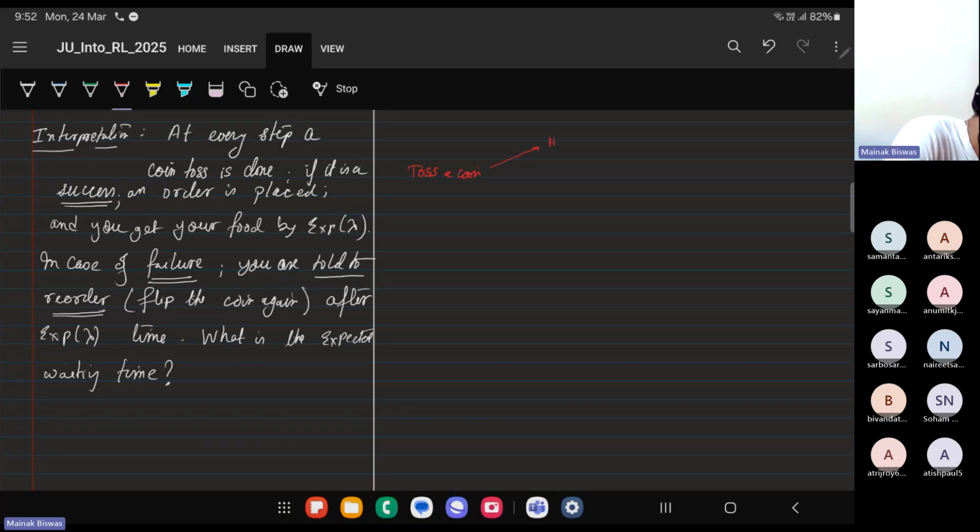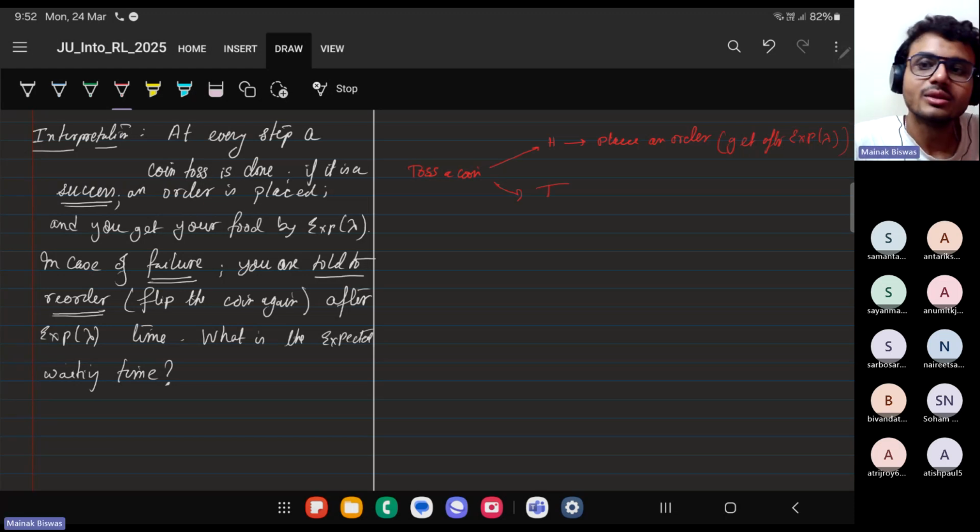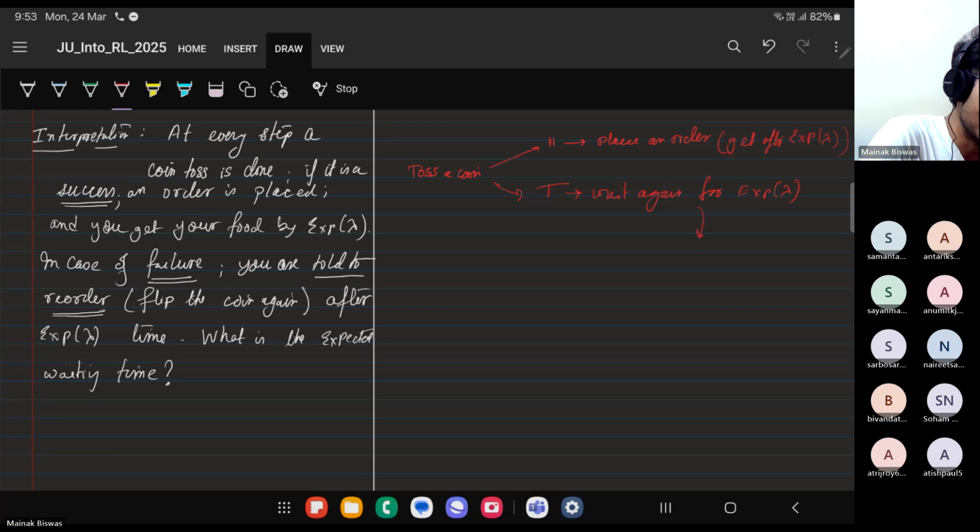If it is a head, you place an order, and you get it after exponential lambda. If it is a tail, or a failure, in this case, you have to wait again for exponential lambda, and then go back to ordering.